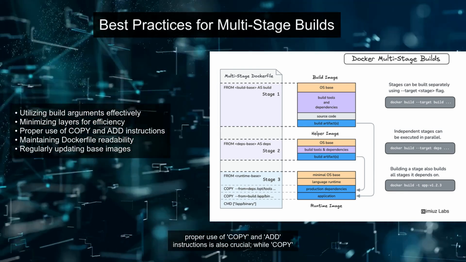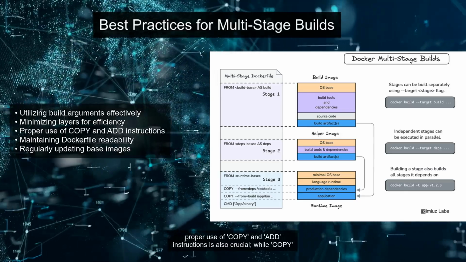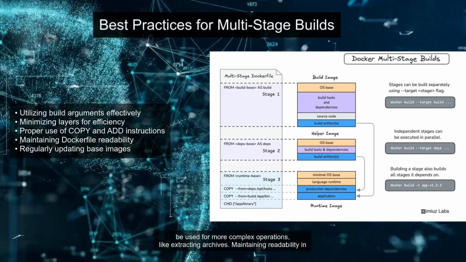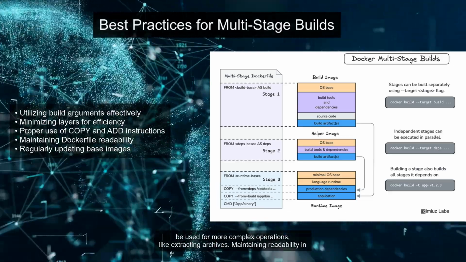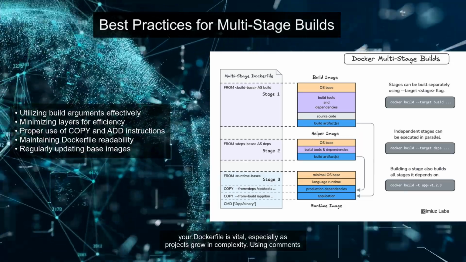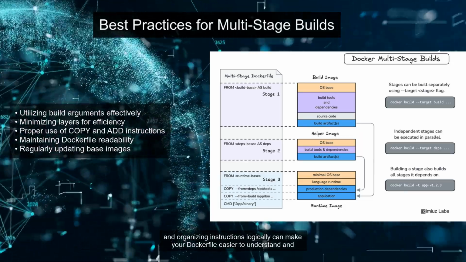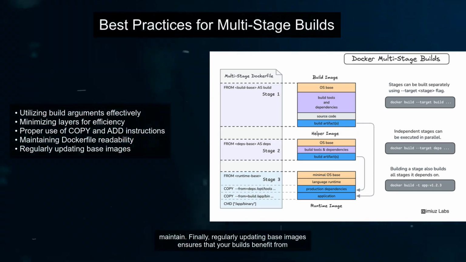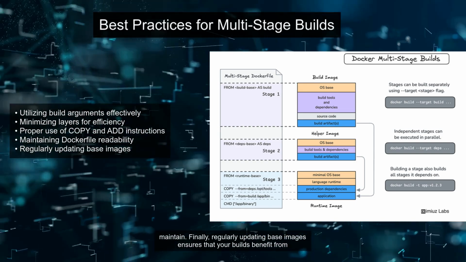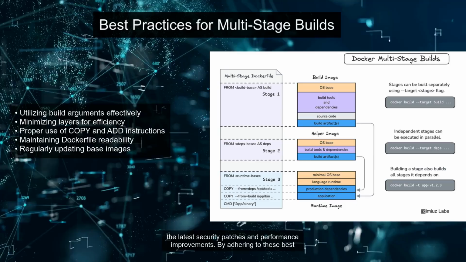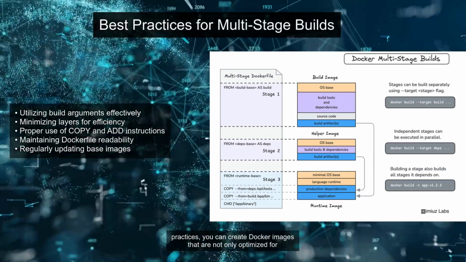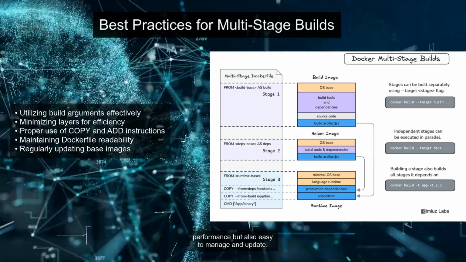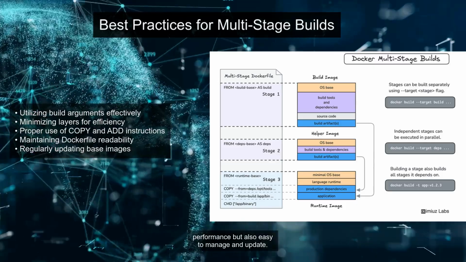The proper use of copy and add instructions is also crucial. While copy is more efficient for adding files from the build context, add can be used for more complex operations, like extracting archives. Maintaining readability in your Dockerfile is vital, especially as projects grow in complexity. Using comments and organizing instructions logically can make your Dockerfile easier to understand and maintain. Finally, regularly updating base images ensures that your builds benefit from the latest security patches and performance improvements. By adhering to these best practices, you can create Docker images that are not only optimized for performance but also easy to manage and update.